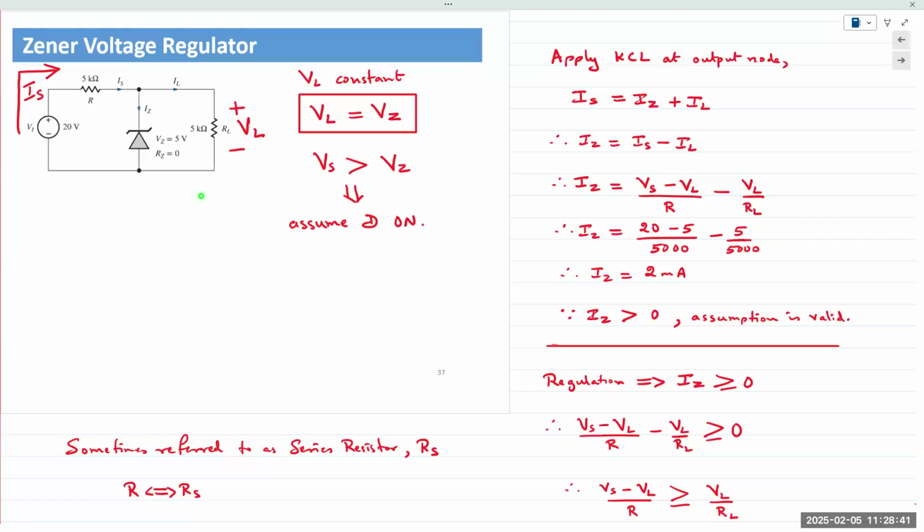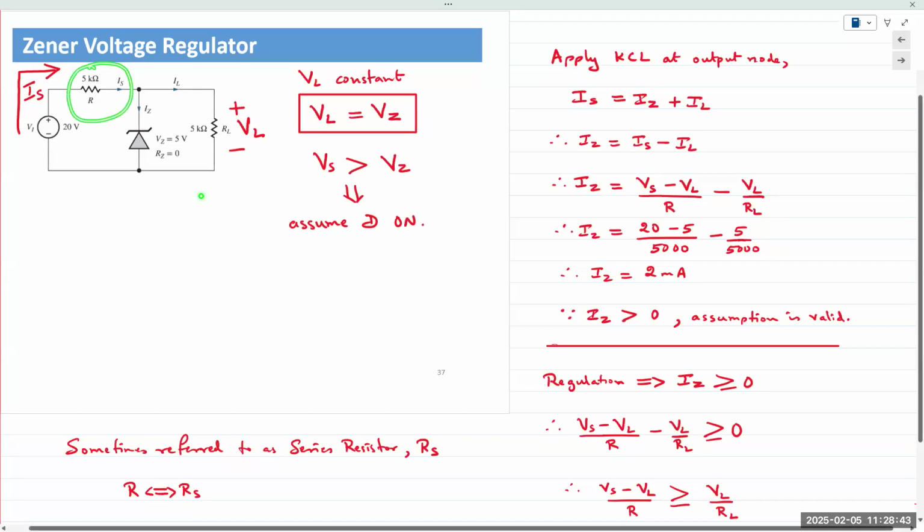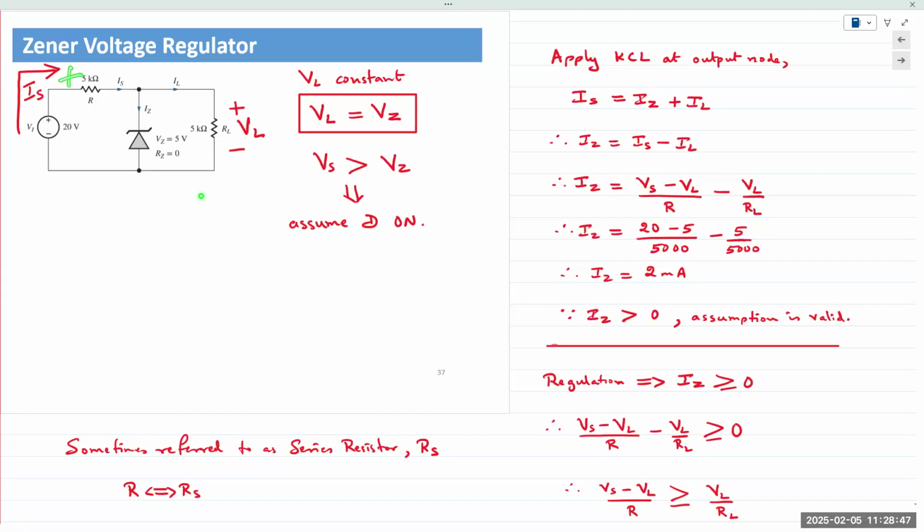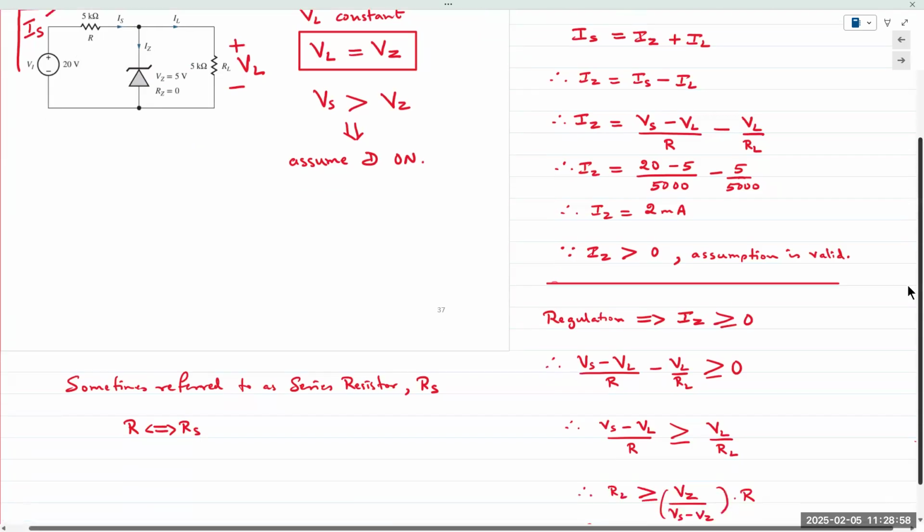If it goes beyond its max limit, then it's going to drop a large portion of the supply voltage here, and VZ wouldn't reach 5 volts, so it wouldn't turn on. And that's shown right here.